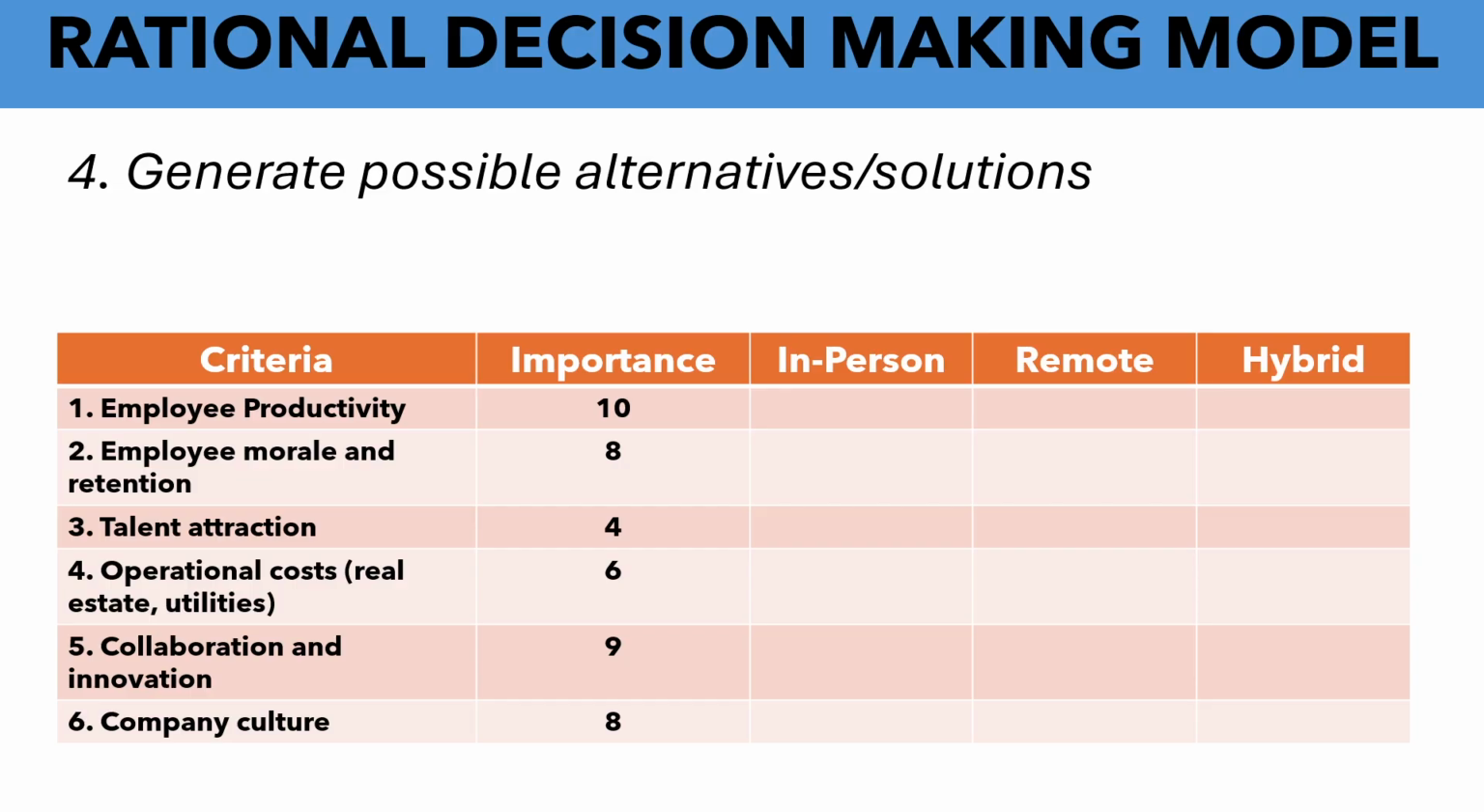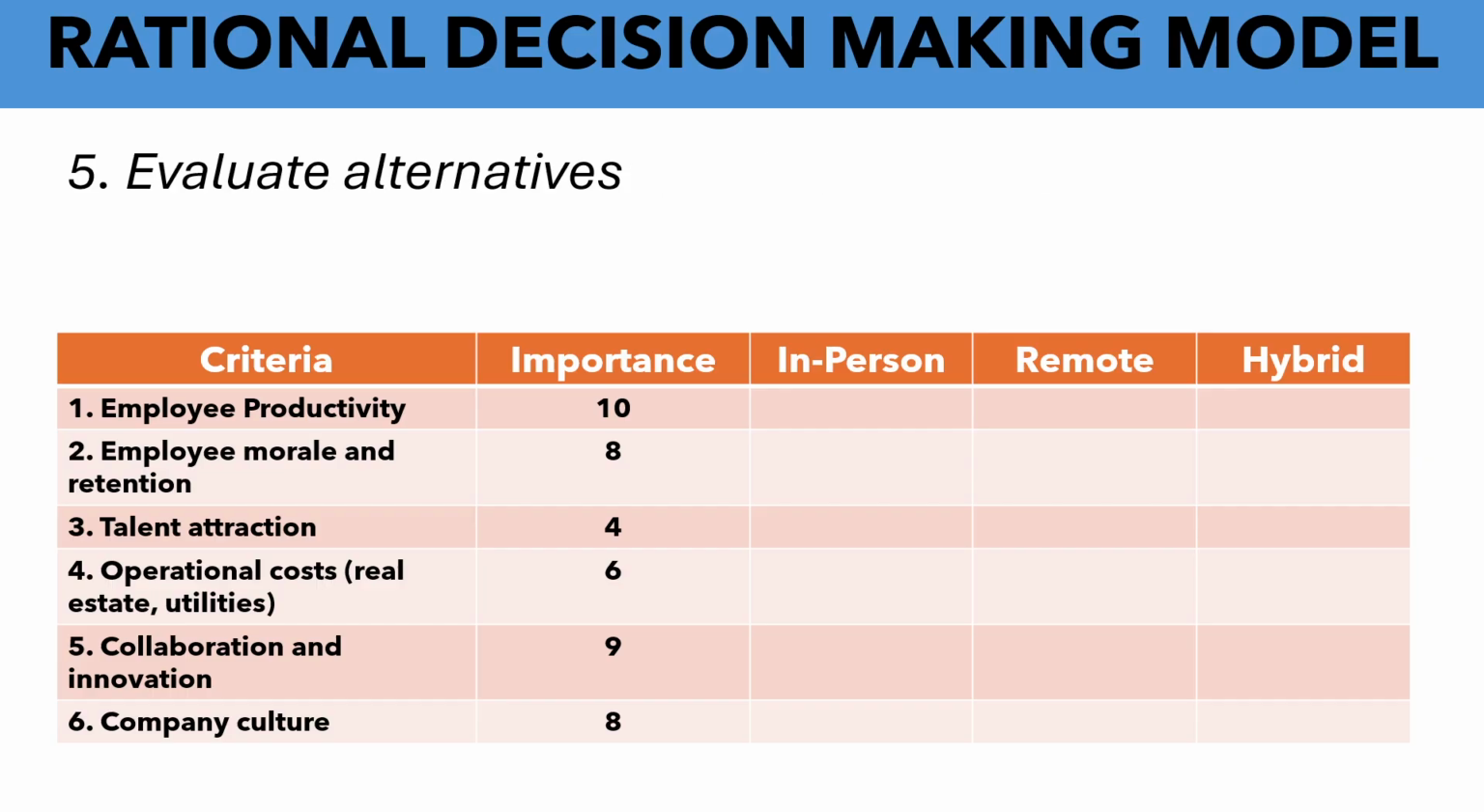Okay, now that we have our possible alternatives and solutions, we have to evaluate them. And the way that we do this is by saying, okay, out of 10, 10 is the very best possible solution for employee productivity. So for in-person, what are we going to give it? We might say, okay, actually studies show that employees are a little bit more productive when they work at home. And that can be depending on the work, right? It's not for everybody. But so you'll say, okay, we'll give it an 8. For employee morale and retention, people actually really like working from home. They don't like being forced to come in all the time, so we'll give it a 6. It does not help us attract talent. We'll give that a 2 out of 4.